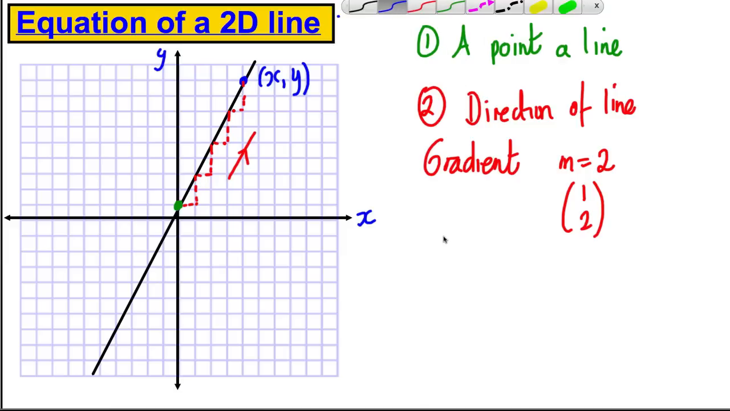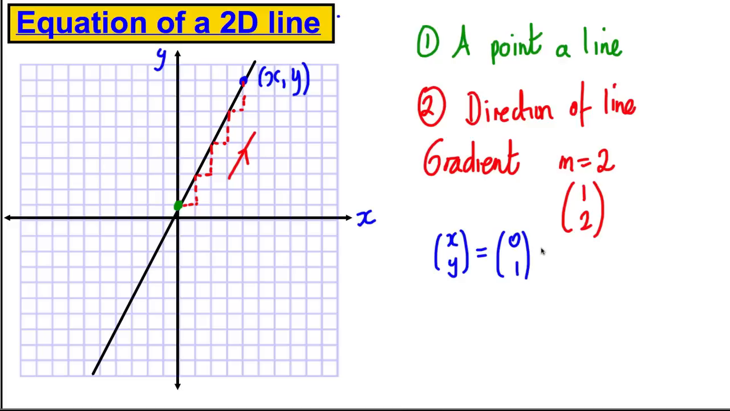Any point on the line, a position vector xy, must be the point where I started, and this point here is 0 across, 1 up, plus some lots, let's call it t, t is just a number, of the gradient, 1, 2. So I can find anywhere on the line by getting myself to the line, and then going a certain number of lots of the gradient to get there, or a certain number of lots subtracted of the gradient to get there.